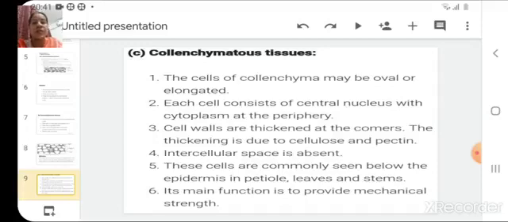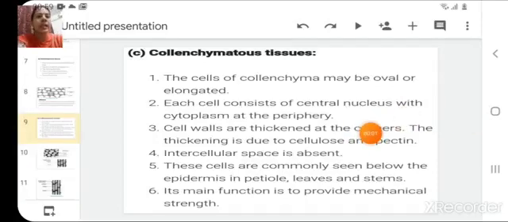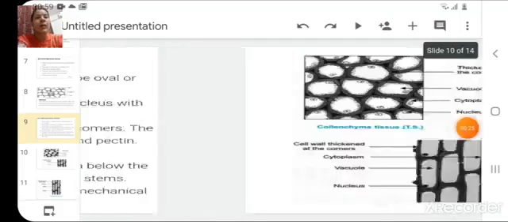In this, the observation will be the cells of the collenchyma may be oval or elongated. Each cell consists of a central nucleus with the cytoplasm at the periphery. Cell walls are thickened at the corners. The thickening is due to cellulose and pectin. Intercellular spaces are absent. These cells are commonly seen below the epidermis in petiole, leaves and stems. Its main function is to provide mechanical strength to the plant.